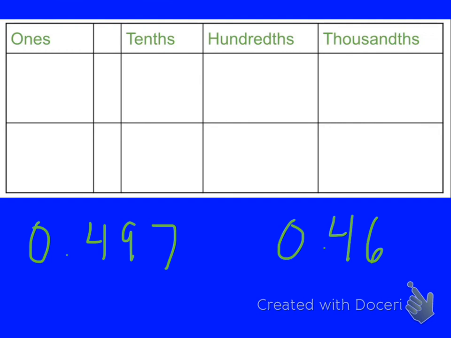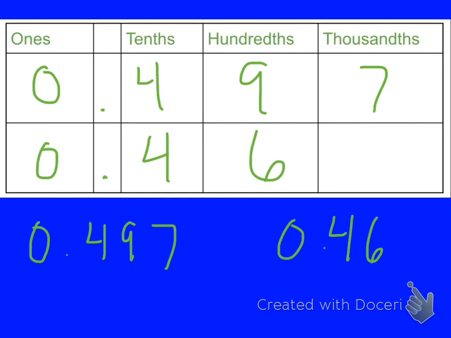Let's compare 497 thousandths to 46 hundredths. So we put these numbers in our grid, 497 compared to 46 hundredths. We look at our biggest place value first, the ones. Those are both equal, so we can't tell which one's bigger. Move to the tenths, 4 and 4. Those are equal, so we still can't tell which is bigger. Move to the hundredths. Well, 9 is more than 6, which means 497 thousandths is bigger than 46 hundredths. Okay, and again, if we use that little 0 trick, 497 is more than 460.